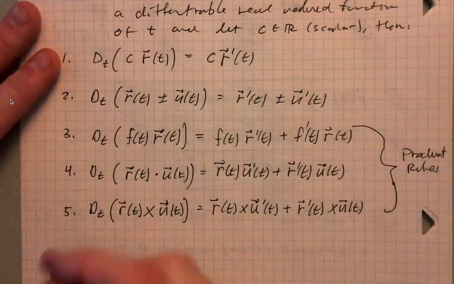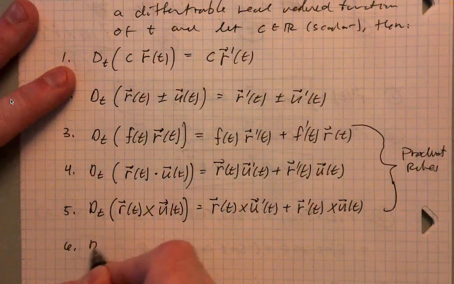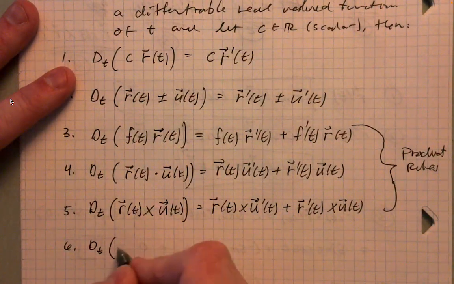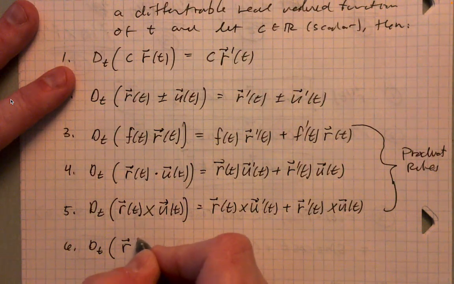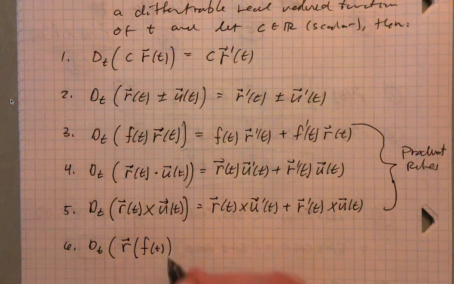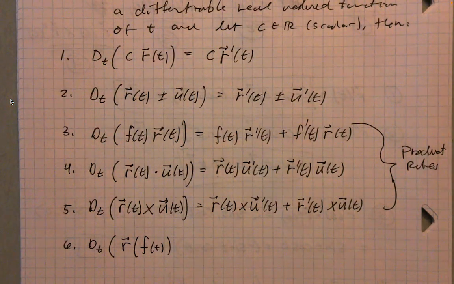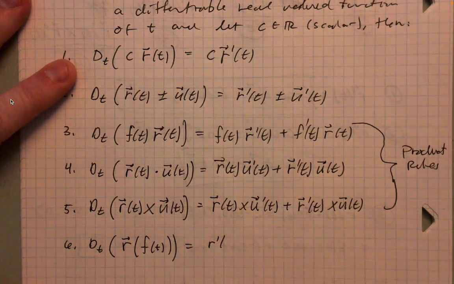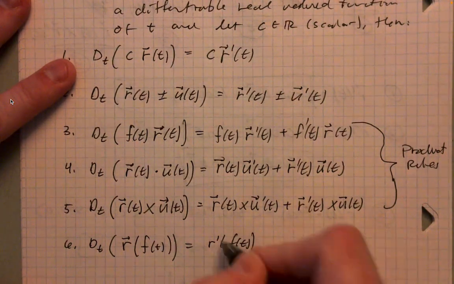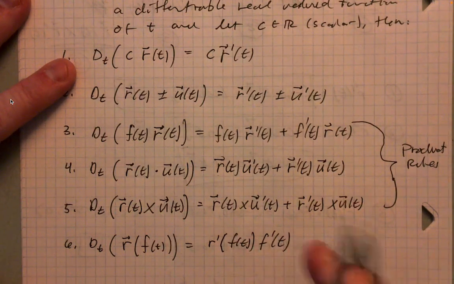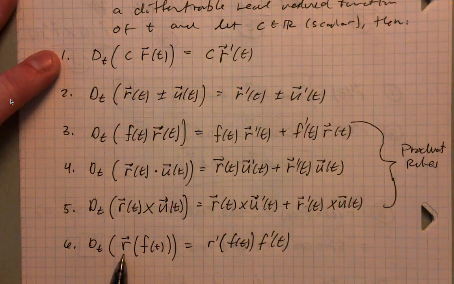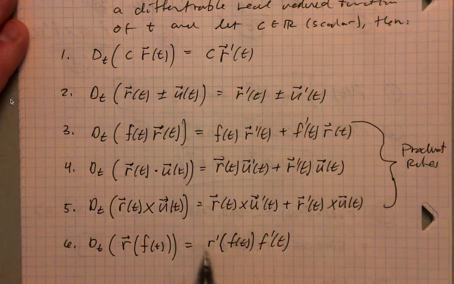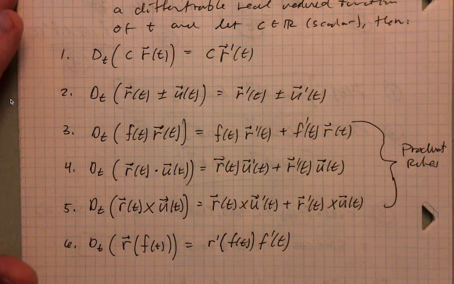Okay, and so then there's another item here. Number 6 is the derivative of a vector valued function evaluated at f of t. So f is a real valued function, so you've got a real valued function plugged in as the argument of this vector valued function. Instead of t, you've got f of t. And what's the derivative of that? Well, this is a version of the chain rule. So it's r prime of f of t times f prime of t. The outside function would obviously be r, the inside function is f, so you differentiate the outside first and multiply that times the derivative of the inside.